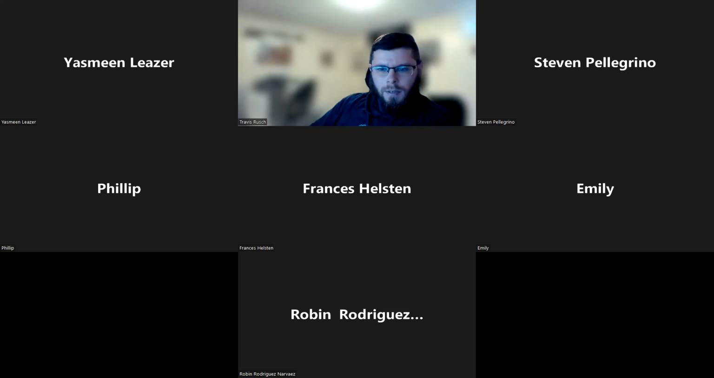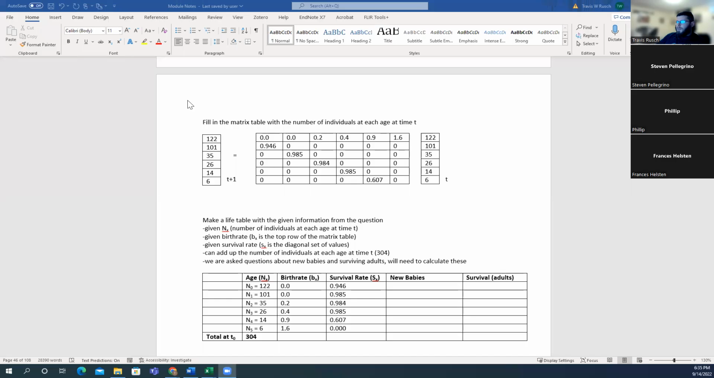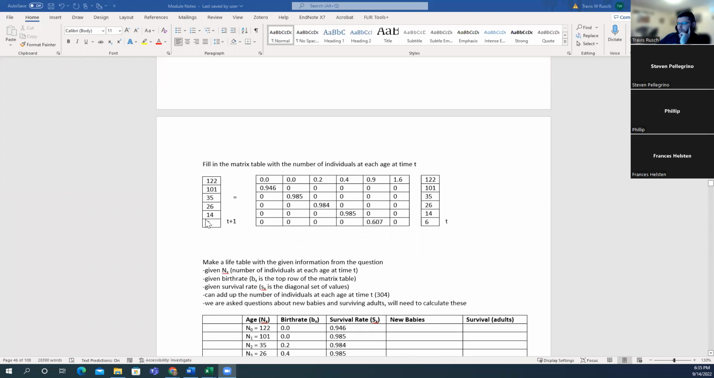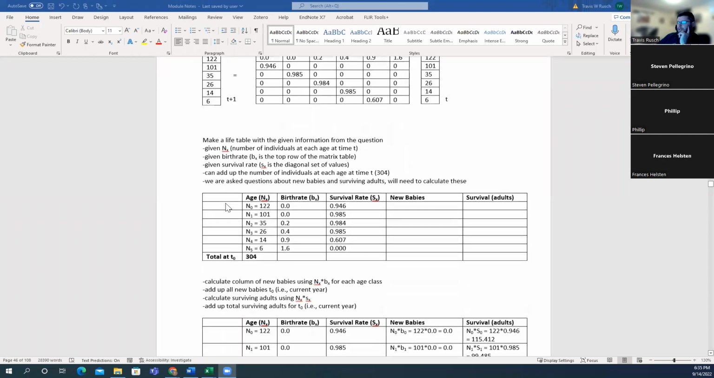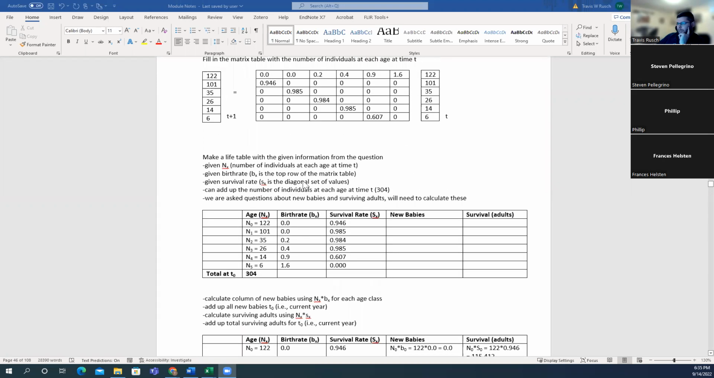Let me share my screen again. So in this activity, you were given a matrix table. You were given the number of individuals in each age bracket, and you were given the fecundity, the BX and the SX in the matrix table here, right? And then this is where the T plus 1 comes into play. So you know the ages, you know the birth rates, that's the top row, and you know the survival rates associated with each age, because that's the diagonal right here, right?